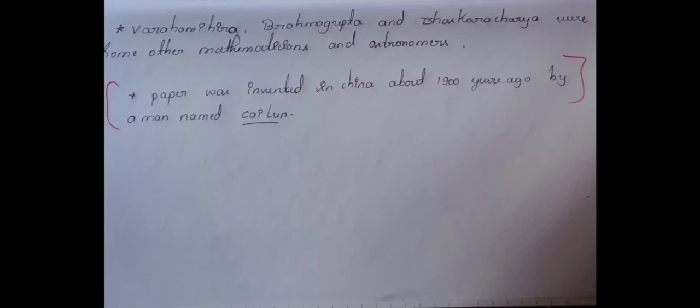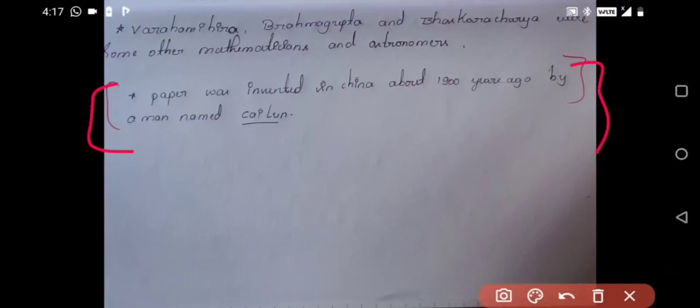And this is a point. Important points at the end of the chapter: paper was first invented in China about 1900 years ago by a man whose name was Cai Lun.